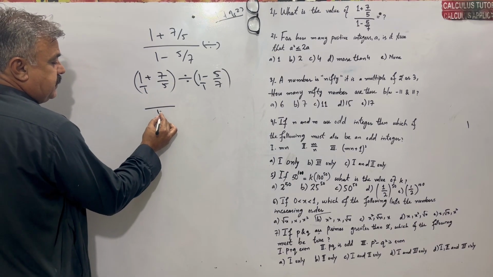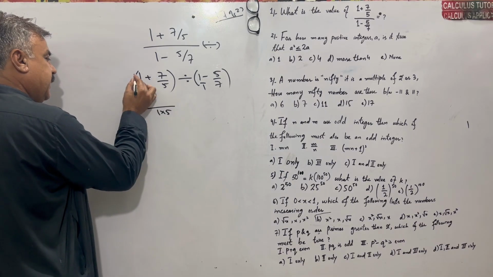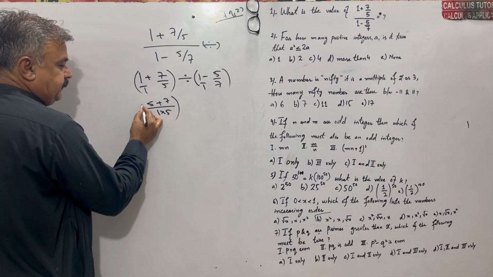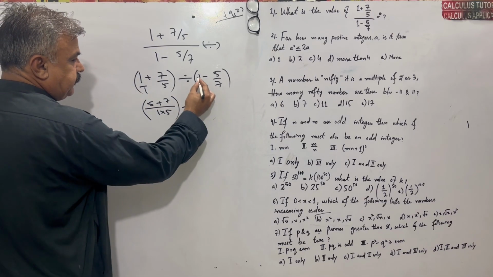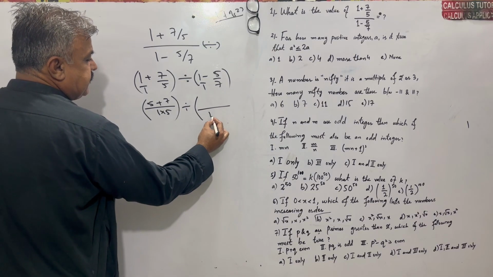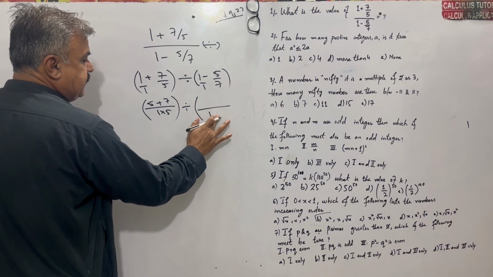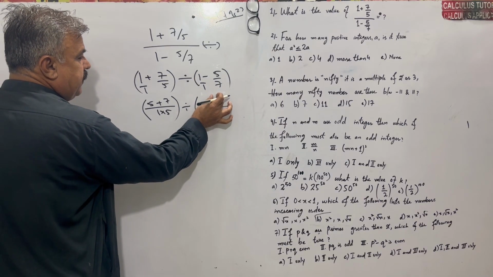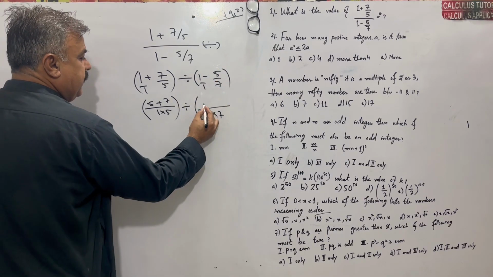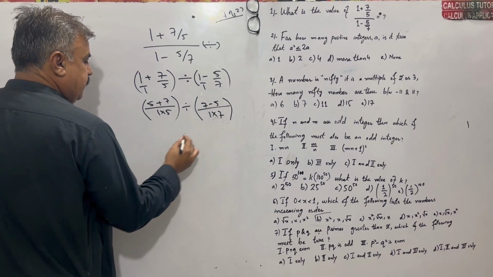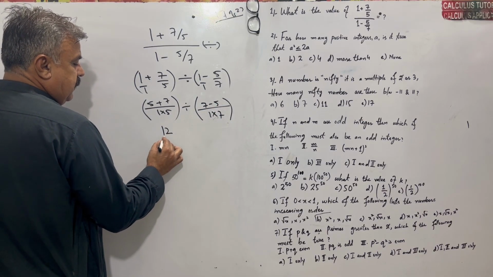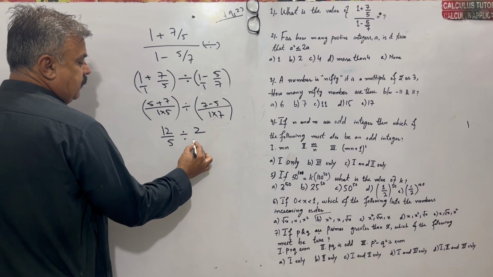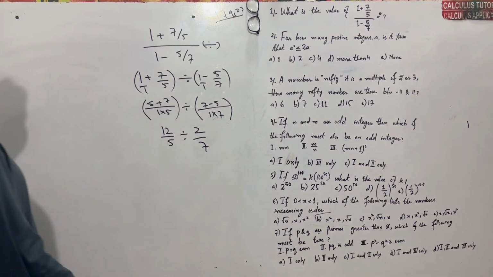Multiply the denominators. 1 times 5 plus 1 times 7, where the LCM of the first part is 5, divided by, for the second part, taking LCM, 1 times 7 minus 5, with denominator 7. 5 plus 7 is 12, so 12 over 5 divided by 7 minus 5, which is 2 over 7.